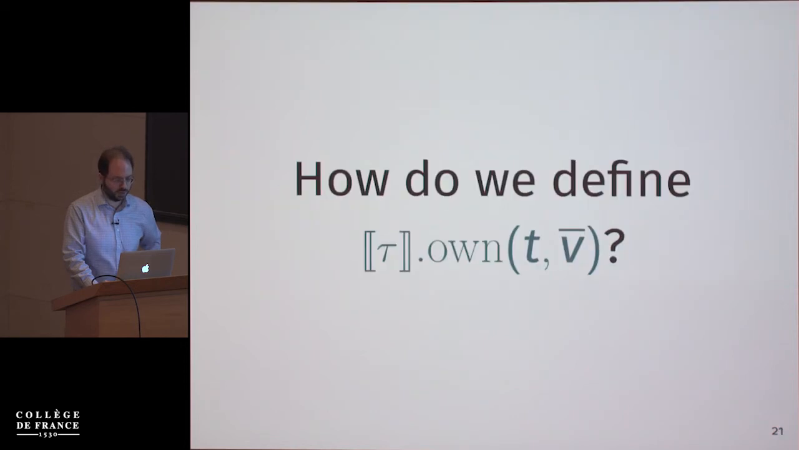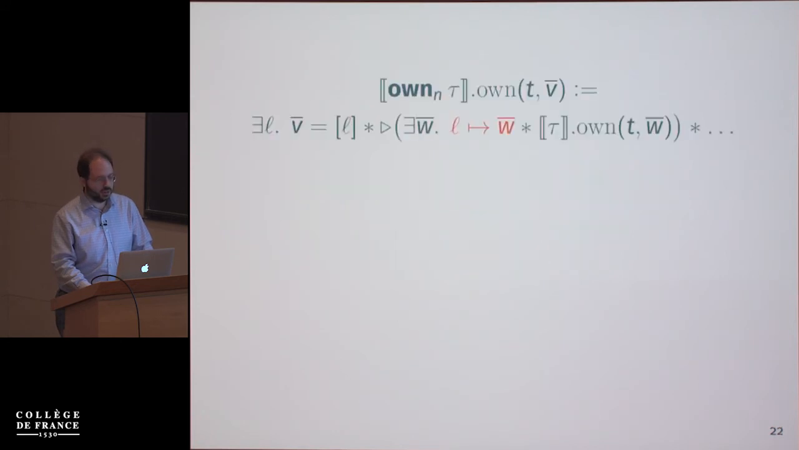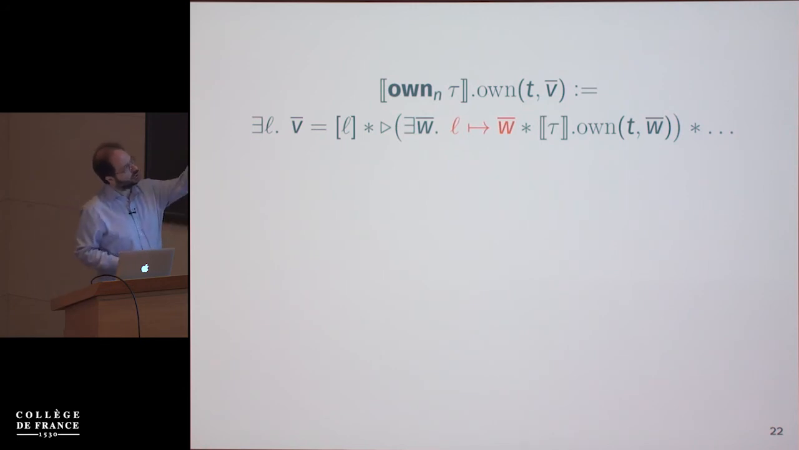Okay. So in the interest of time, I'm going to be brief. I'm going to go pretty quickly through how we actually define these ownership predicates, just to give you a little flavor of this. I'm going to show a couple examples. So first, the own type.